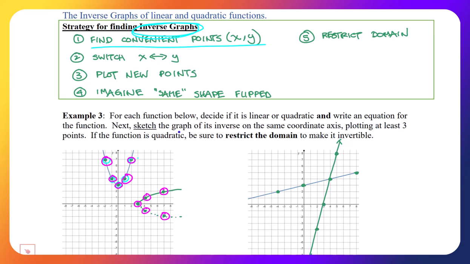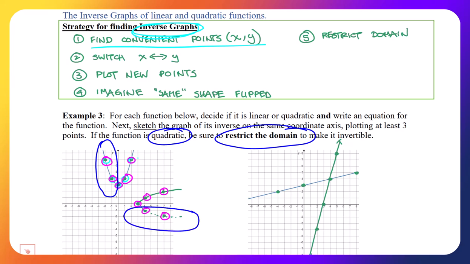Since this example is quadratic, I need to restrict the domain. So these points here make the graph not follow the horizontal line test, which will knock out these points down here, which will make the inverse not follow the vertical line test. And so now the inverse is a function, and the original function passes the horizontal line test. So that would be from here to here and from here to here only.